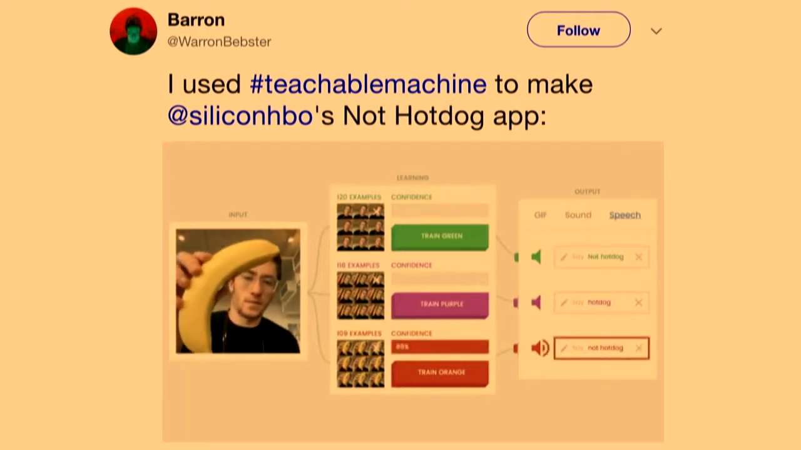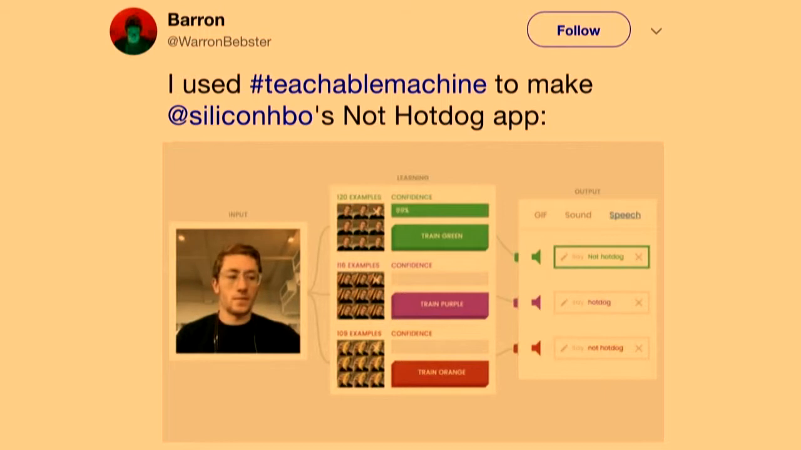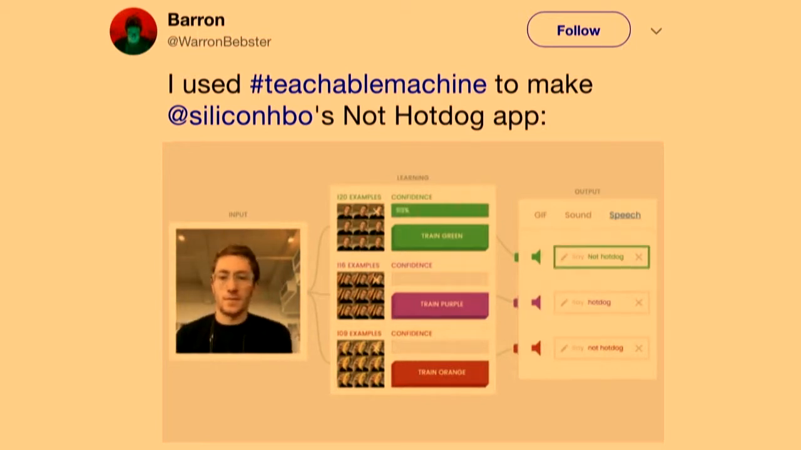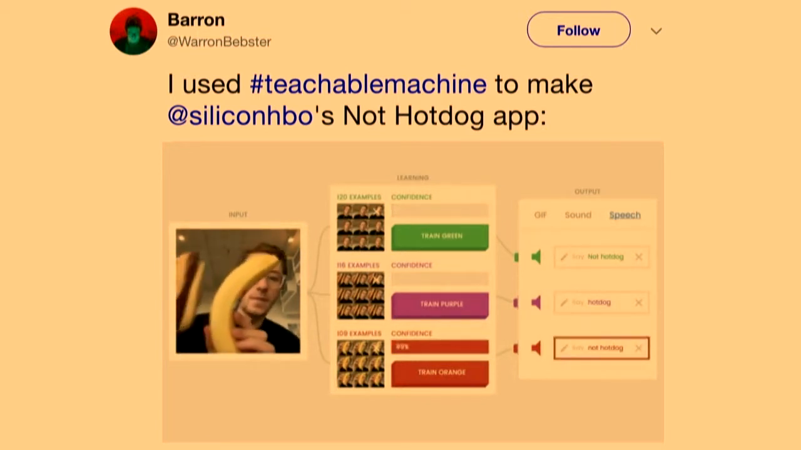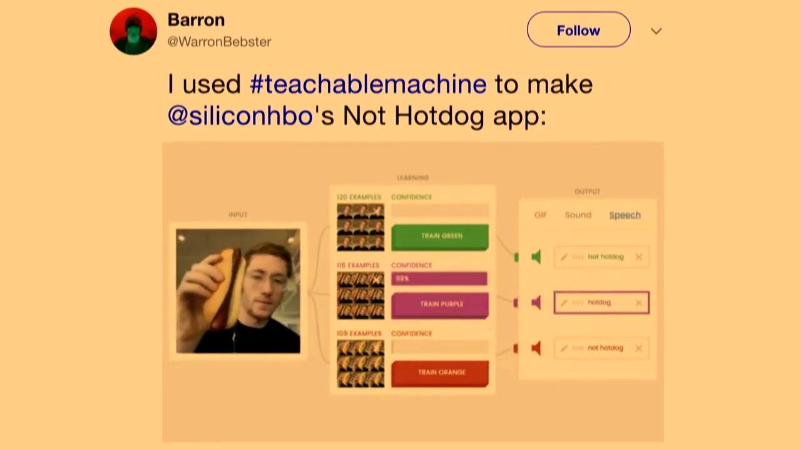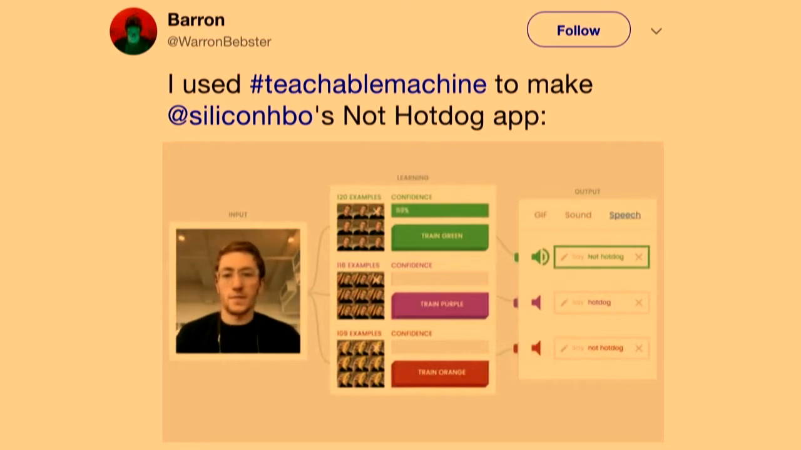Not hot dog. Not hot dog. Hot dog. Not hot dog. Hot dog. Not hot dog. Not hot dog. Hot dog.